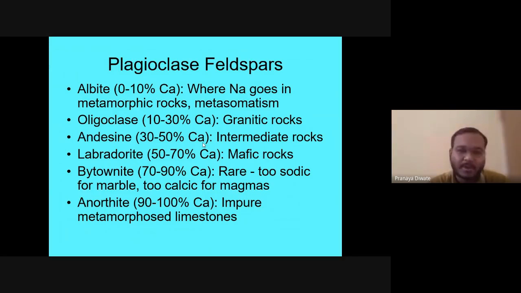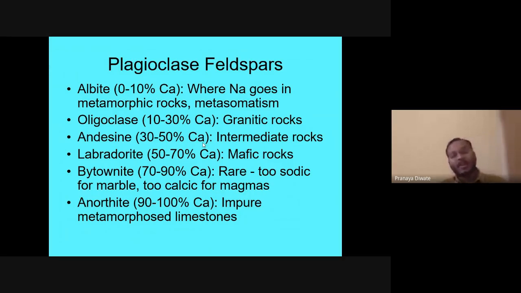Albite has 0 to 10% Ca, where sodium goes to metamorphic rock, metasomatism. Then you have oligoclase, 10 to 30%, known as granitic rock. Andesine is 30 to 50%, known as intermediate rock. Labradorite is 50 to 70% Ca, known as mafic rock. Bytownite is 70 to 90%.